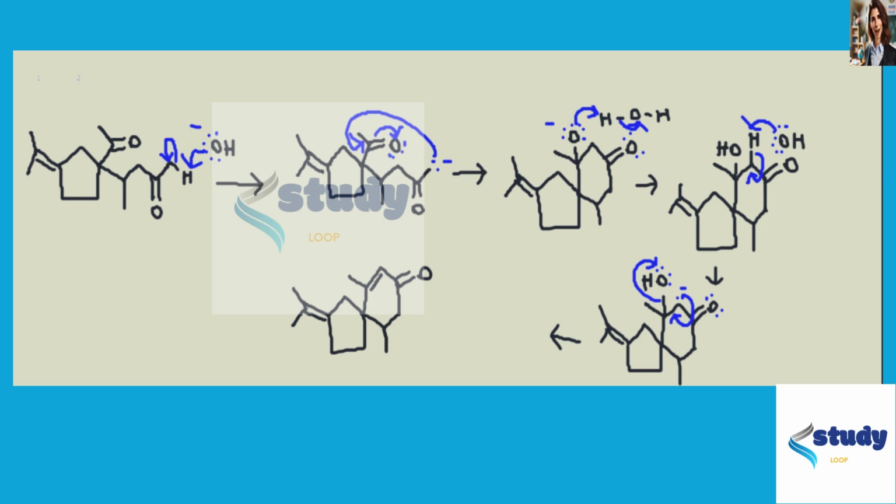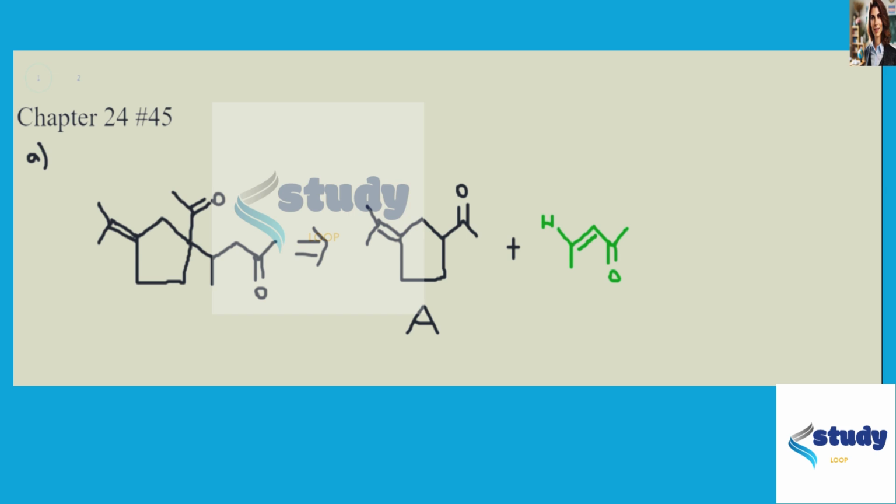Okay. Yeah, and so there we go. There's the final product, Vetivone or beta Vetivone. Again, here's the stepwise mechanism for the intramolecular aldol that forms the new six-membered ring. And then here on page 1, written in green, is the Michael acceptor that we need to get from starting material A to the intermediate that's used for the aldol reaction. And that is the answer to chapter 24, problem number 45.